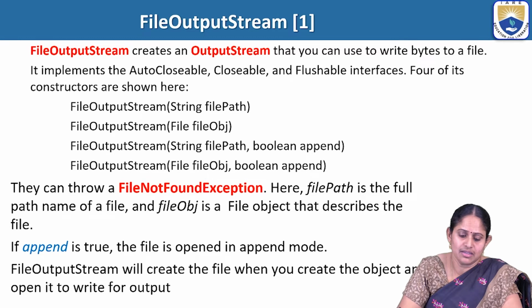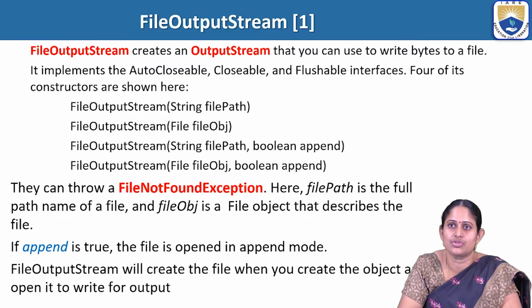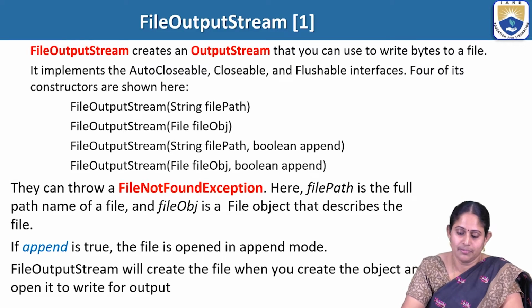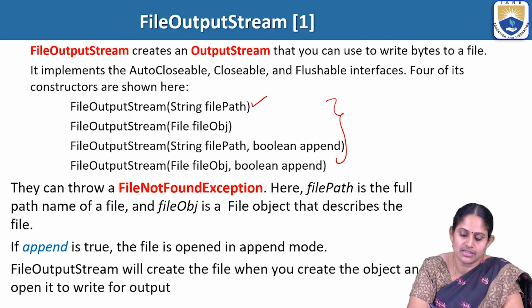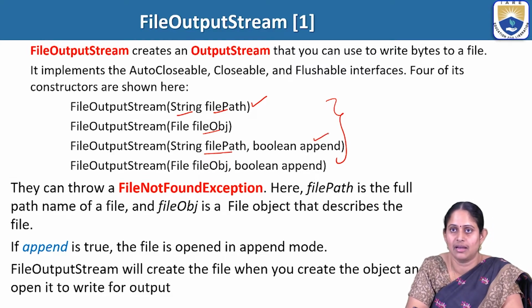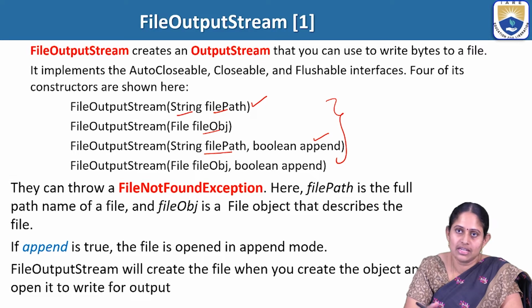Similarly, we can create an output stream. FileOutputStream is used to write data into a file. We have four constructors. The first constructor takes the path as a string. The second takes a File object. The third takes the path as a string and whether to open it in append mode or not: if append is true, then it is opened in appending mode, or else it is not.